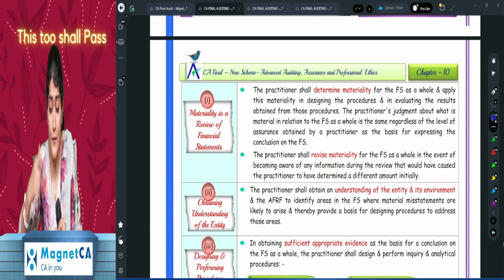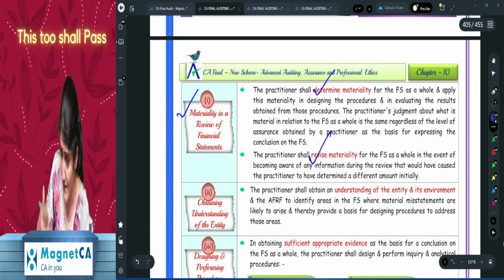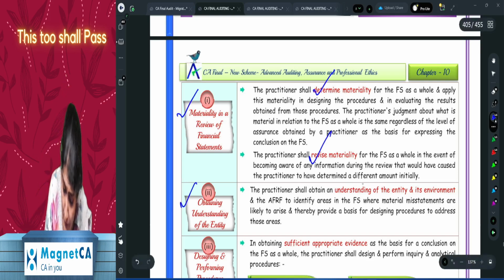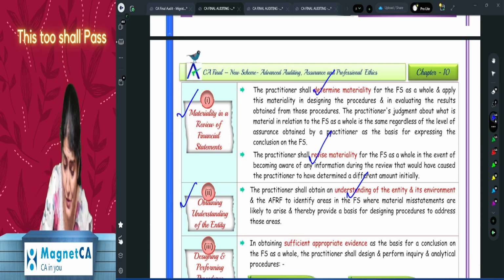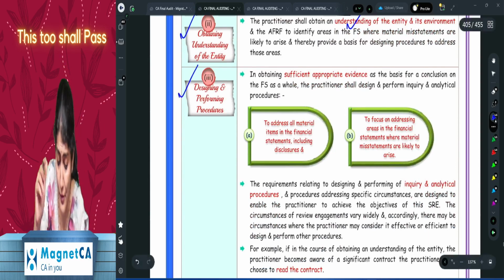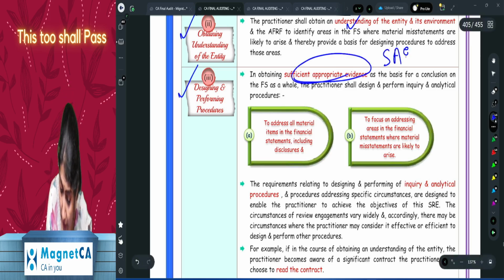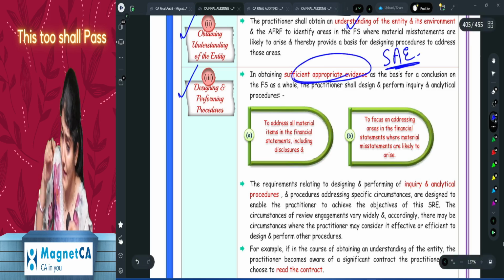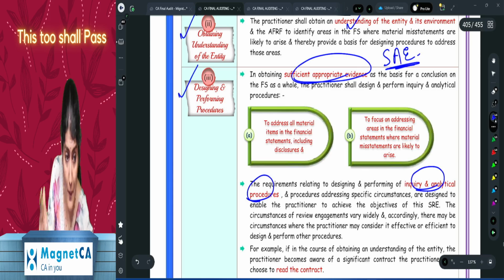So even in case of a review, do you need to determine materiality? Yes. Could you revise the materiality as the work progresses? Yes. Even in case of a review, is understanding of entity required? Right? Understanding, knowledge of the client's business required? Yes. And now what you do, you design and perform your procedure in order to obtain the SAE, sufficient appropriate evidence. And for that, mainly the procedures performed are inquiry analytical.